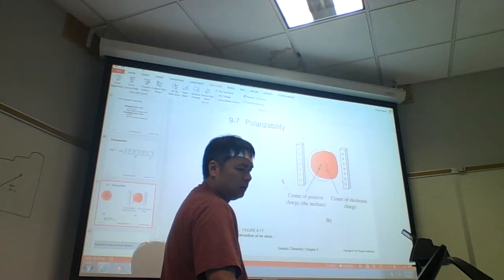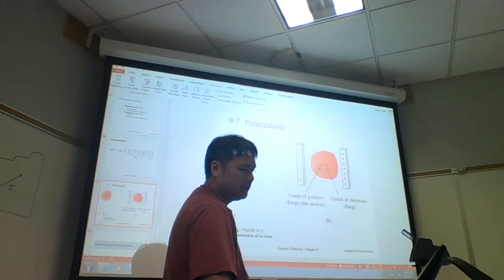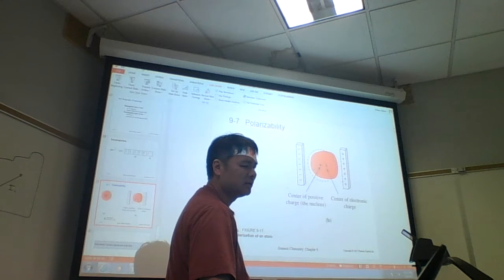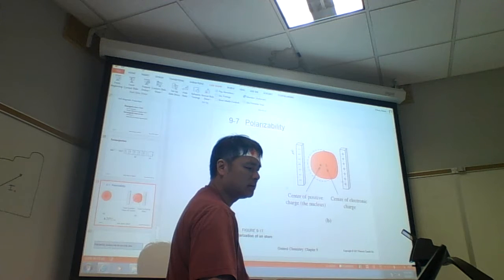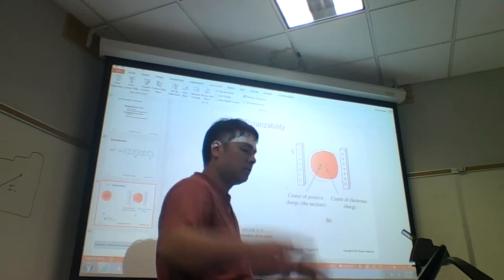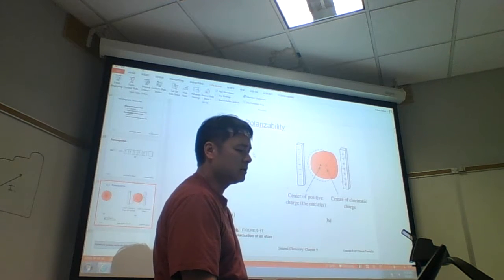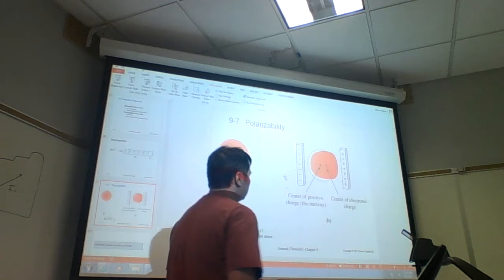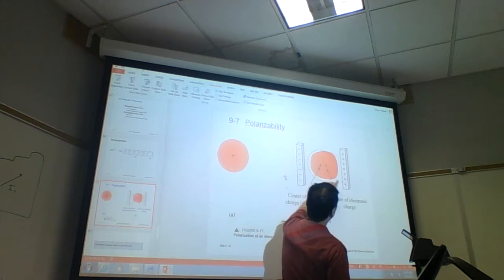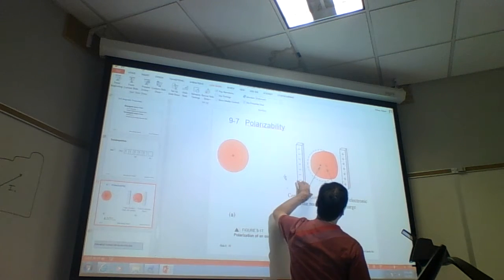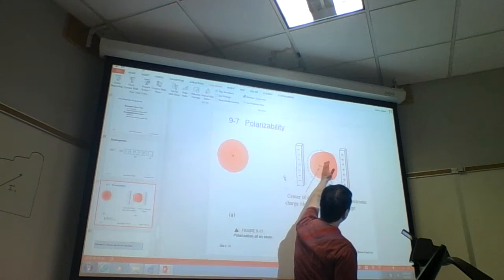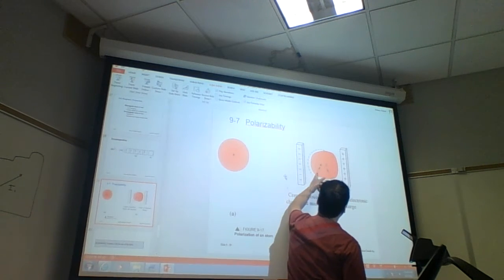There's something else called polarizability. Polarizability is how easy the electron cloud is to distort. The bigger the cloud, the more polarizable it is, the easier it is to distort. The smaller the electron cloud, the harder it is to polarize. Big atoms are easy to polarize, small atoms are hard to polarize. So they're distorting the electron cloud by putting an electric field here, a positive plate and a negative plate. And the electron is going to be attracted to the positive plate, so that distorts the cloud.